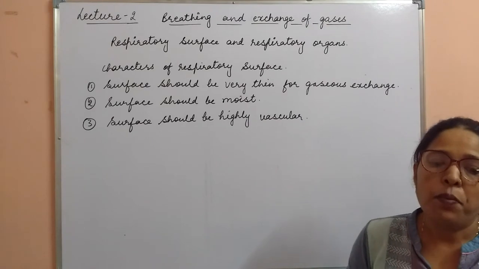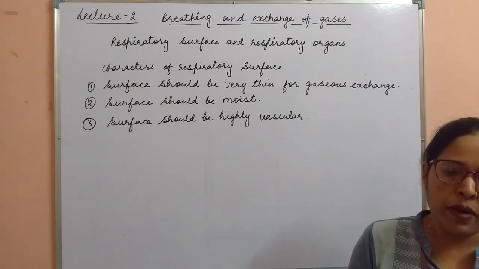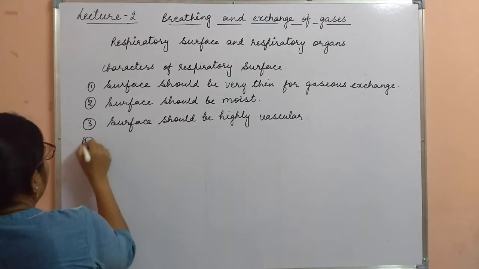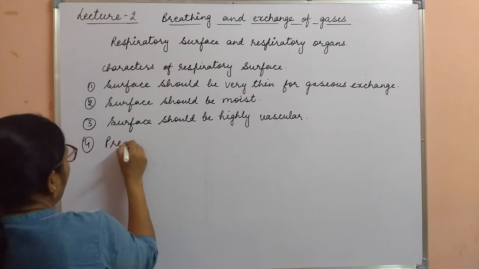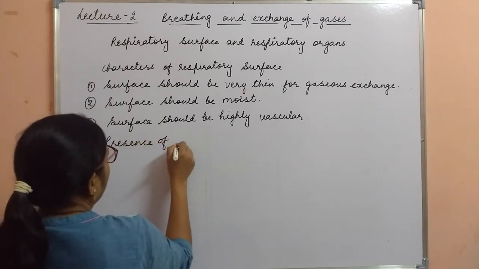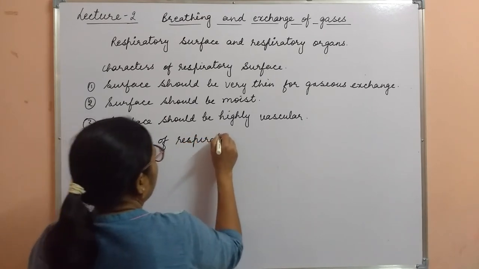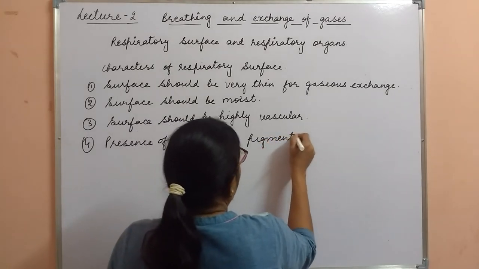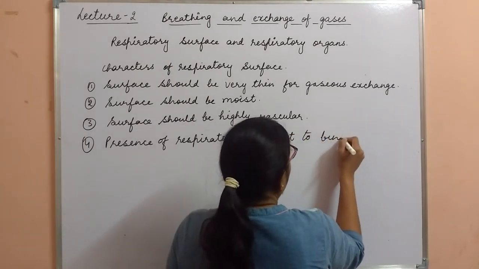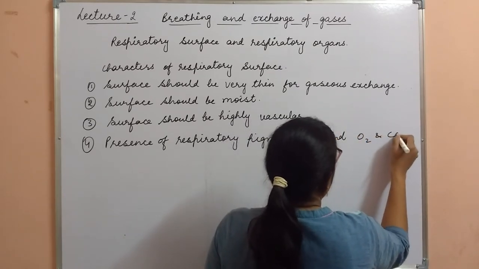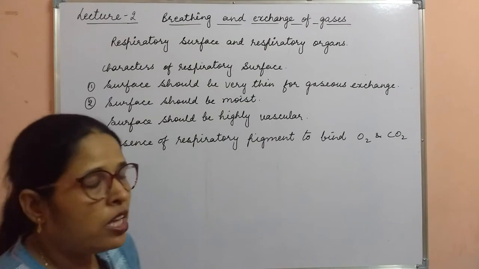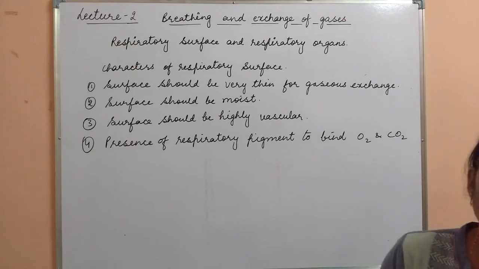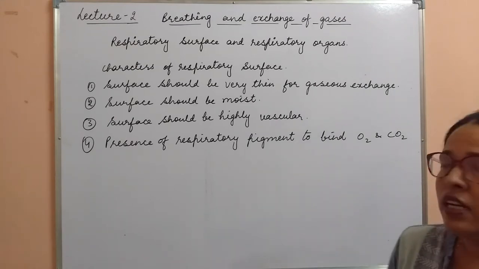Next one is the presence of a respiratory pigment, which can bind the gases. So here the respiratory pigment should be present, to bind O2 and CO2. As in the case of human beings, hemoglobin is there to bind these gases. So a respiratory pigment should be there for binding the gases.